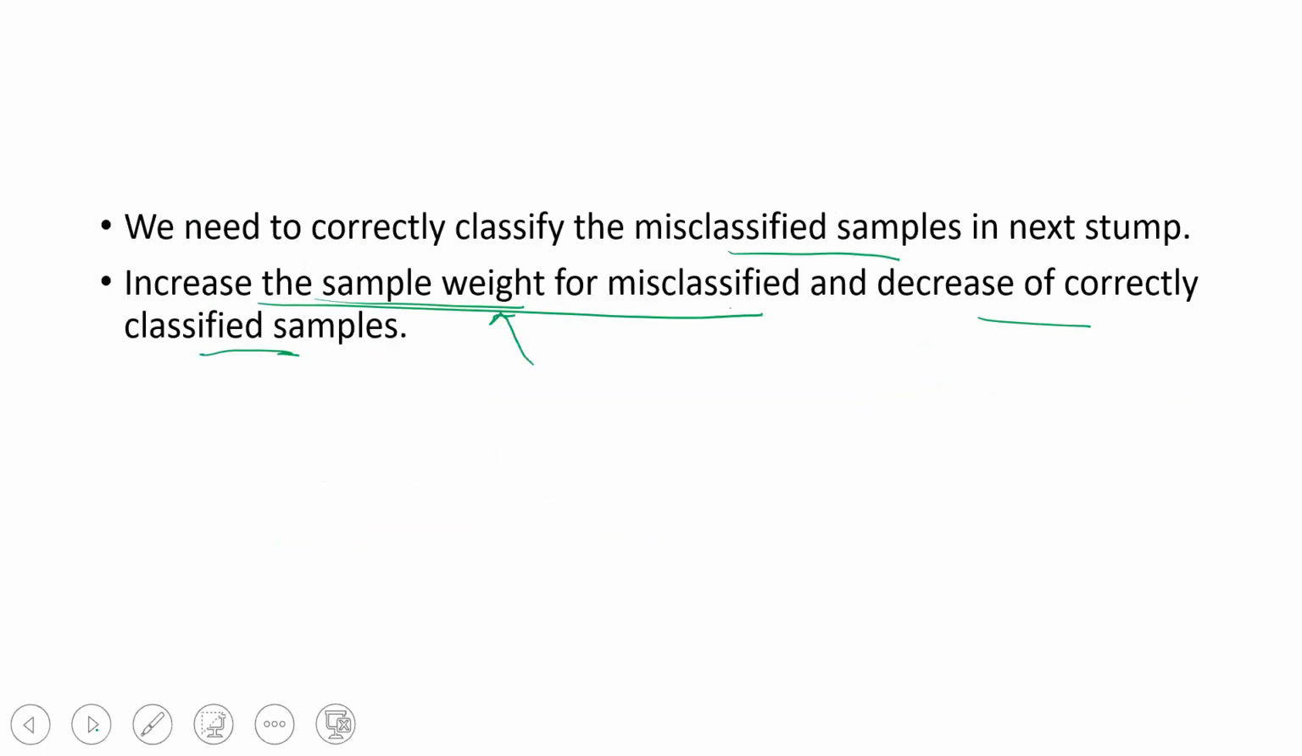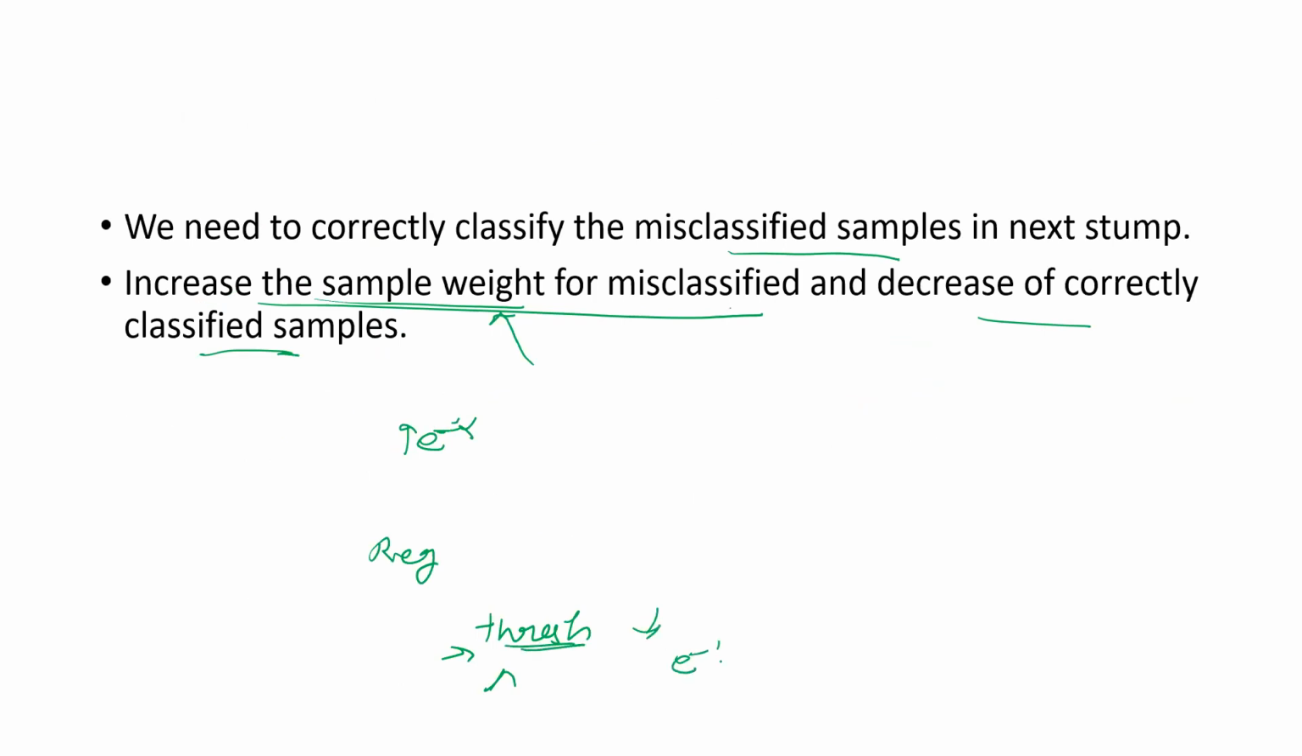But just remember that for misclassification error, we are finding the misclassification error, and we are taking e raised to the power alpha to increase the weight. But in the case of regression, we set some threshold. The examples which cross this threshold, we increase their sample weights, and those which have error less than this threshold, we decrease their sample weights. So you can avoid this part here. It's not important for this.